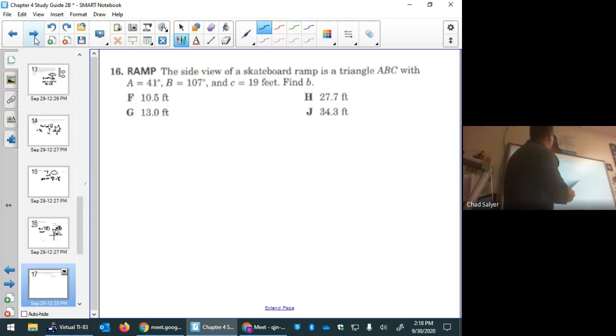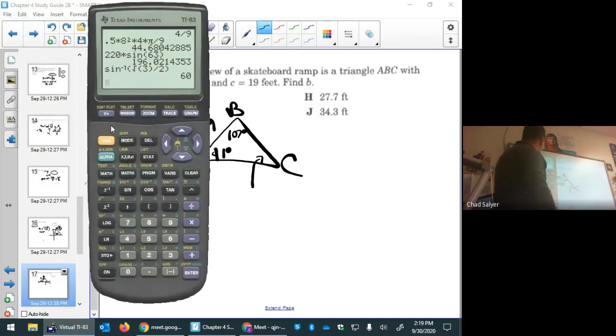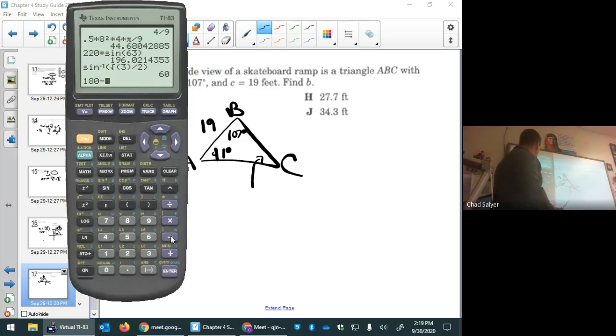Let's talk about 16. The side view of a skateboard ramp is a triangle with the following. So we're going to A, we're going to B, we're going to C. Absolutely not to scale here. 41 degrees, 107 degrees, and then C is 19. This is a law of sines problem. And you might say, wait a minute, we don't have an angle and its opposite side. No, but we can get it pretty easy because finding angle C is trivial in this case. 180 minus 107 minus 41 is 32 degrees.